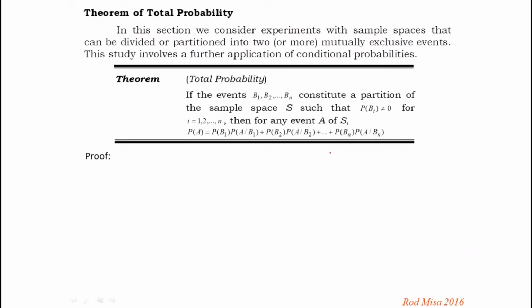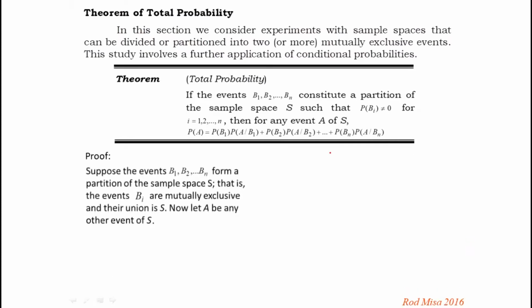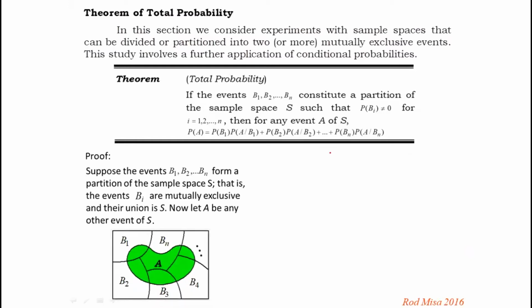So giving a proof of this theorem, suppose the events B sub 1, B sub 2, up to B sub n form a partition of the sample space S, that is, the events B sub i are mutually exclusive events and their union is the sample space S. Now, let A be any other event of the sample space S, and this can be represented by the green portion inside the rectangular box here.